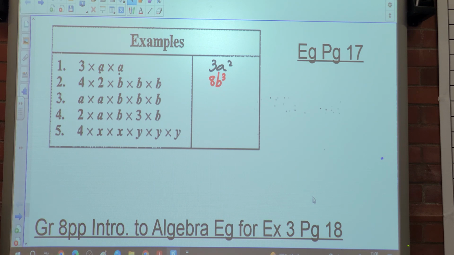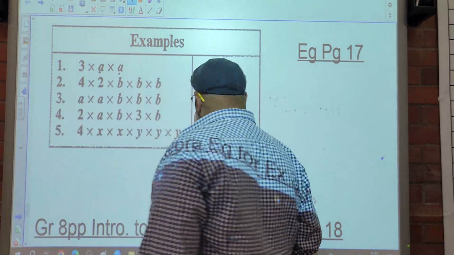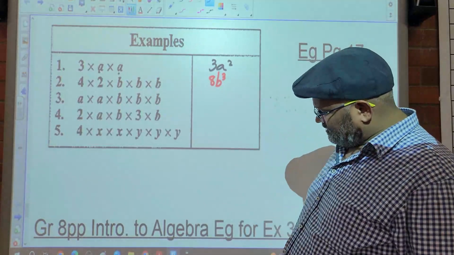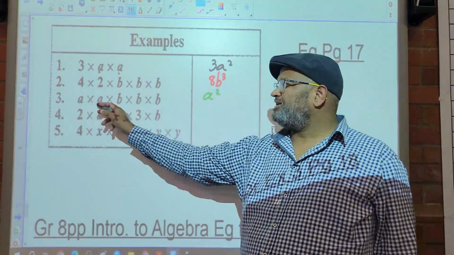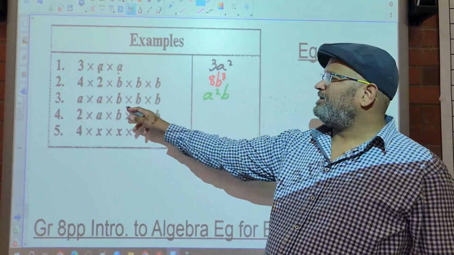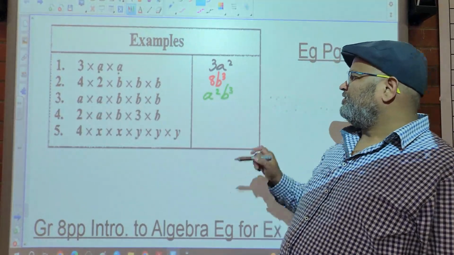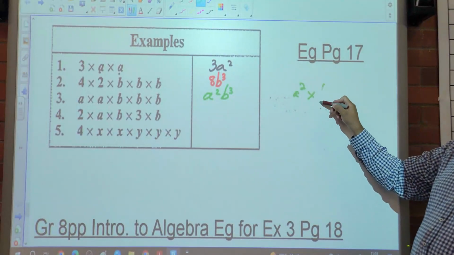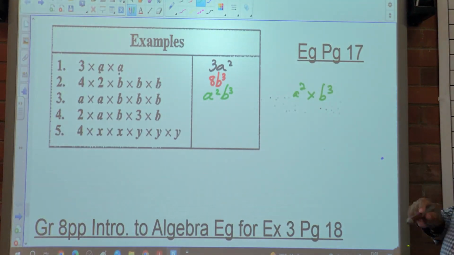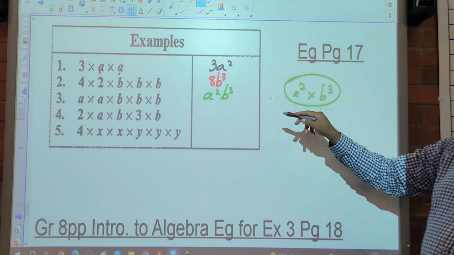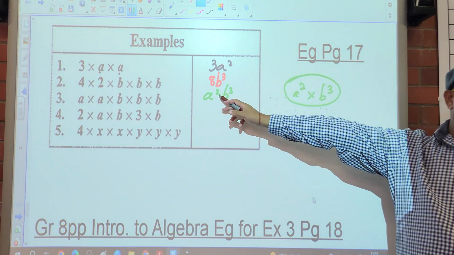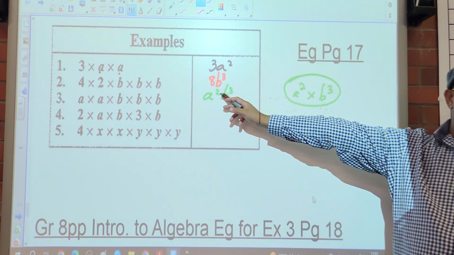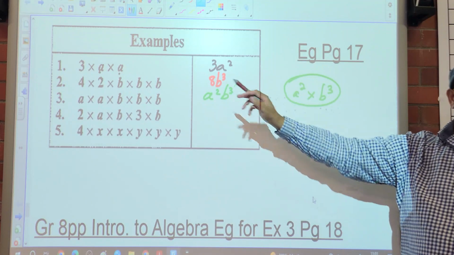Okay, next. A squared b cubed. You all agree with that? Why a squared? Because there are 2 a's and b cubed. For those of you who wrote a squared times b cubed like that, this can be simplified to what I've written there. You guys understand? This is a simplified version. Okay.